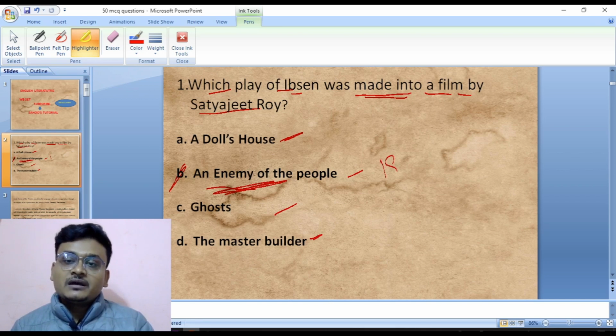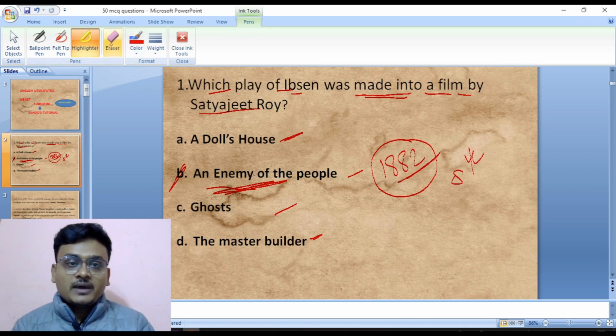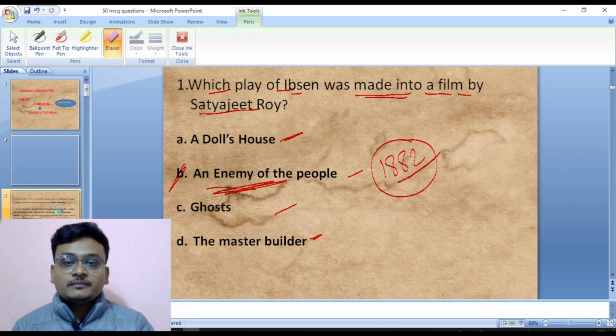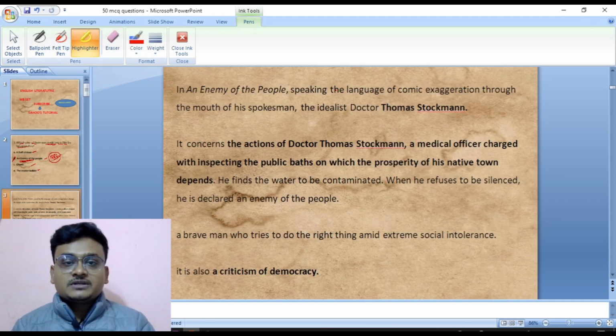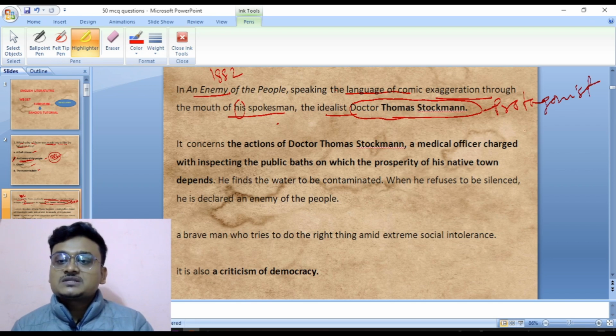That was published in the year 1882, and Satyajit Ray made a film of this Ibsenian play, where the main protagonist is Dr. Stockman. An Enemy of the People, published in 1882, speaks the language of comic exaggeration through the mouth of Ibsen's spokesman, the idealist doctor Thomas Stockman. So Dr. Thomas Stockman is the protagonist of this play.